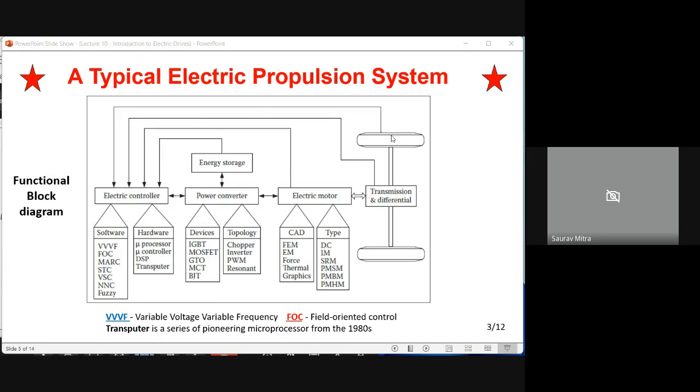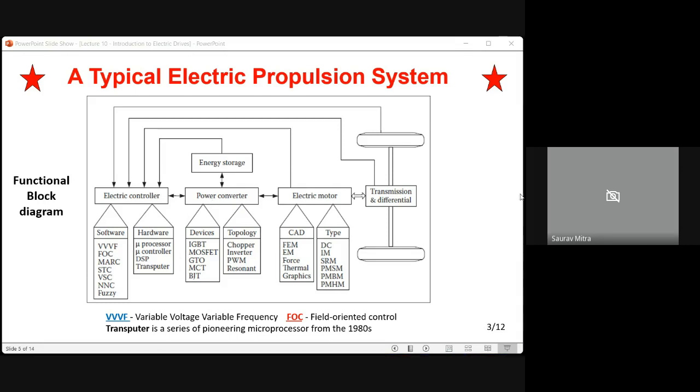From the wheels, the brake situation and the wheel speed can be taken to the electronic controller. With all these inputs, the electronic controller will take a decision. It's a very smart controller. An adaptive controller is used in ADAS and all. Then it is going to tell the power converter what the next step is and how it is to be done. All these things are highly dynamic, and within a very small time, all these decisions are taken, executed, sensed and processed accordingly.